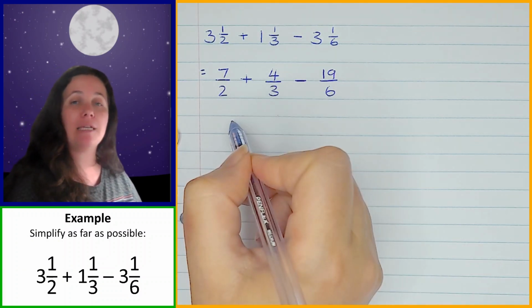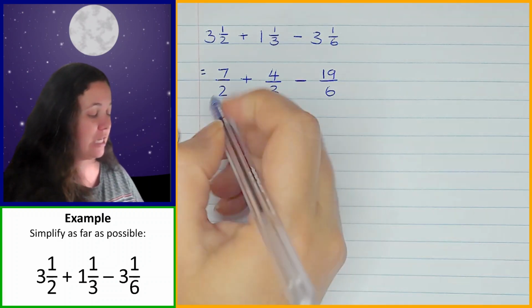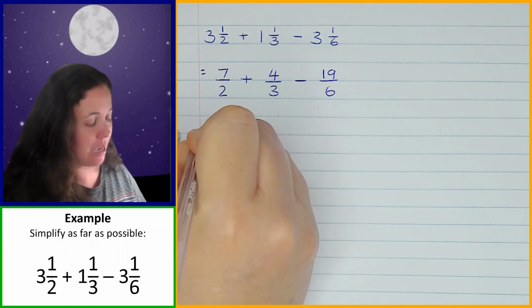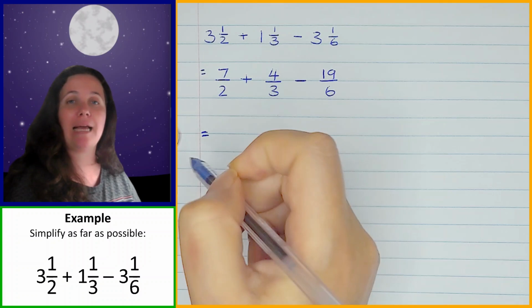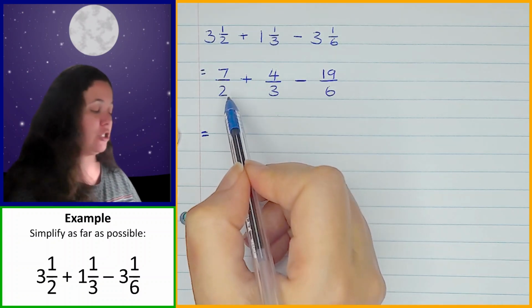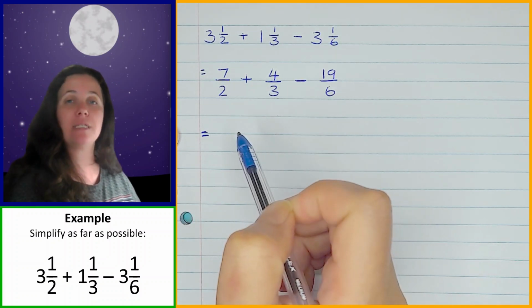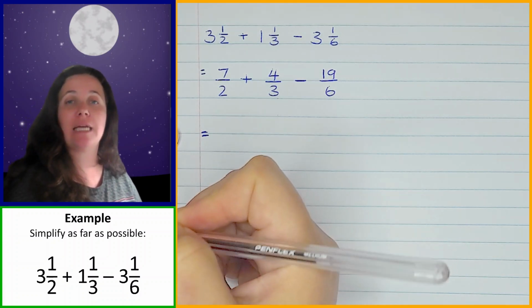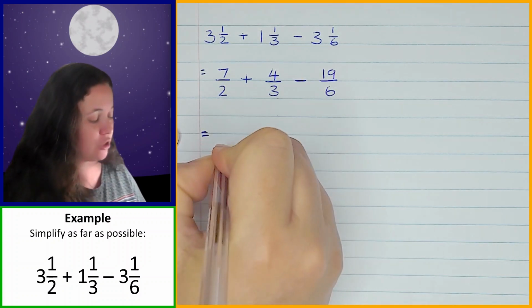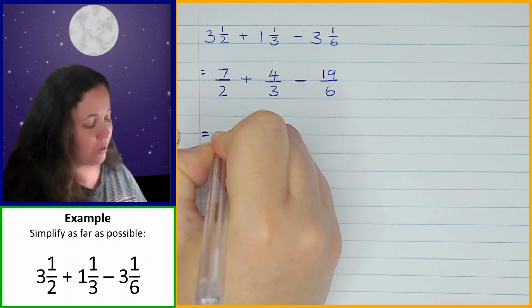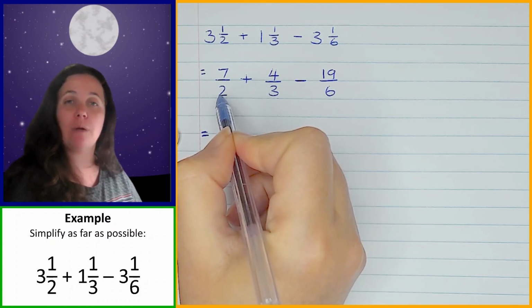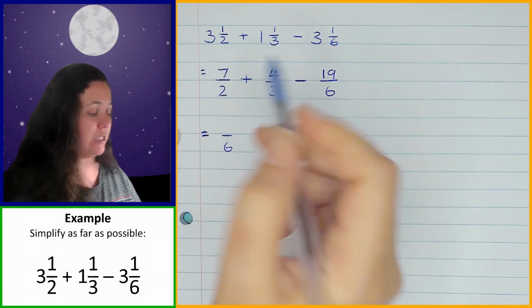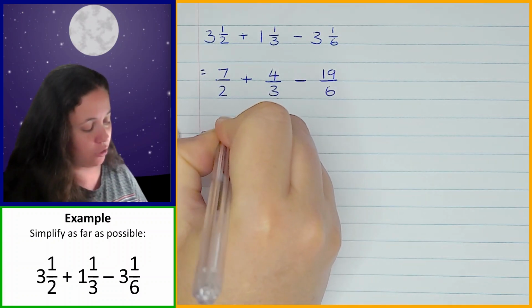My next step is to go and find the LCD. So the LCD is the lowest number that all of the denominators can divide into. So if my denominators are 2, 3, and 6, the lowest number that they all go into is 6. So I'm going to change all of these fractions to have that same denominator of 6. So this is going to be over 6. And when I change that to something over 6, I multiply by 3. So I multiply the top by 3 as well. That gives me 21 over 6.